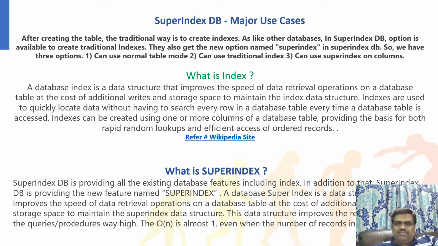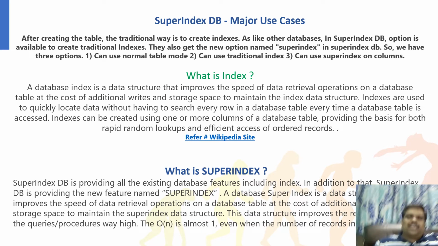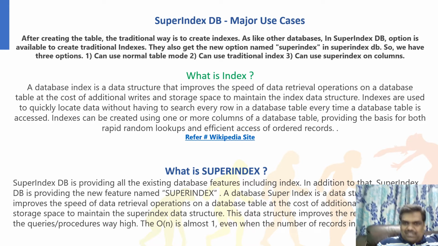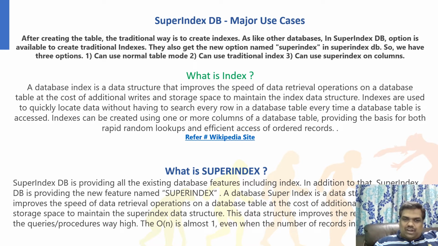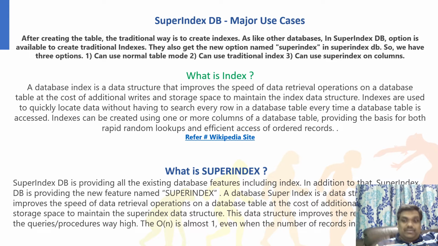So this is basic stuff. In SuperIndex DB, we have three concepts: we can use a normal table mode, or we can use a traditional index, or we can also use SuperIndex operations. So we have three options. One is a normal table mode, another is a traditional index, and another is a SuperIndex, right?